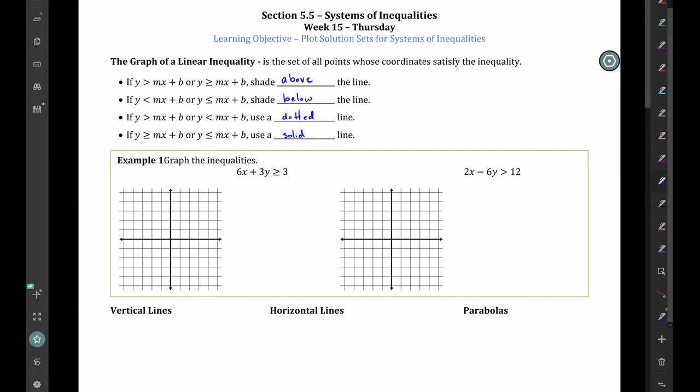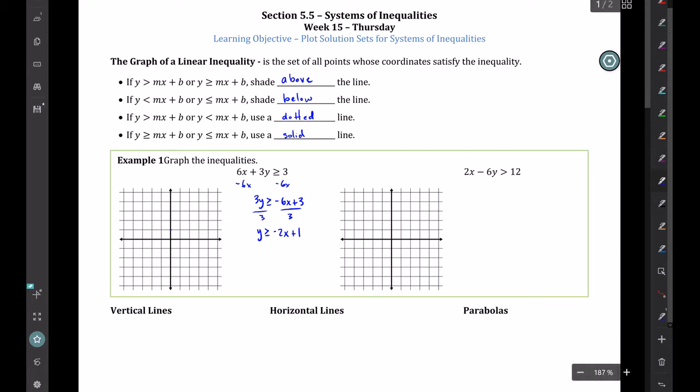Okay, so now the first example, we're asked to plot 6x plus 3y is greater than or equal to 3. So the first thing we're going to do is solve for y by subtracting 6x from both sides. So you get 3y is greater than or equal to negative 6x plus 3, and then you divide both sides by 3, and you should get y is greater than or equal to negative 2x plus 1. Okay, and since this is a greater than or equal to, we're going to use a solid line.